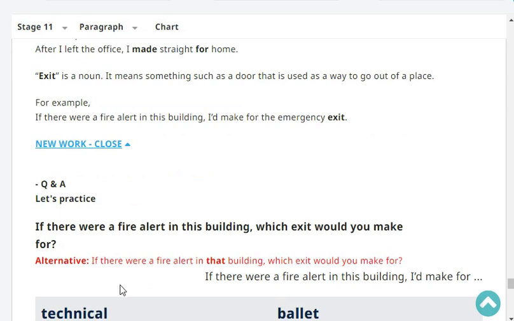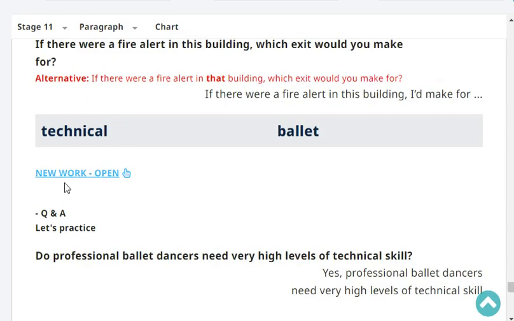If there were a fire alert in this building, which exit would you make for? I'd make for the emergency exit. Very good. Next, repeat.